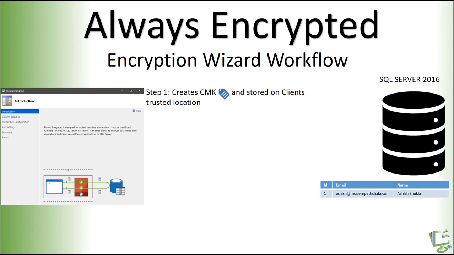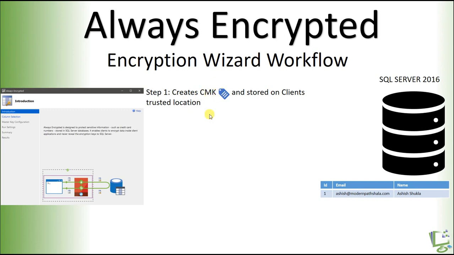SQL Server 2016 provides the Always Encrypted wizard to encrypt the data. So suppose on the SQL Server we already have a table created and we have a few records in the table and we want to encrypt that. First launch the Always Encrypted wizard by right clicking on the database, selecting the Tasks menu and further the Encrypt Columns submenu. First the wizard creates the column master key, that is CMK, and stores it in a trusted location, either in the Windows certificate store or in Azure Key Vault.